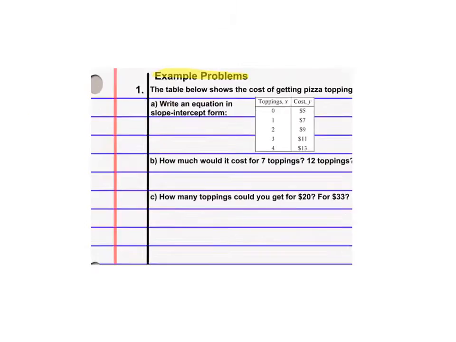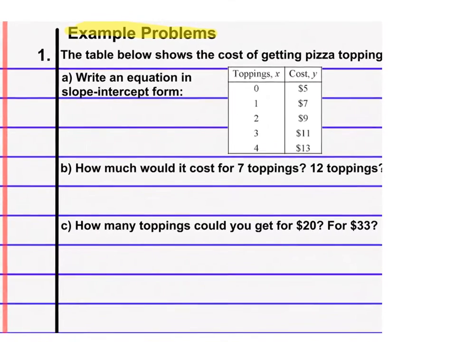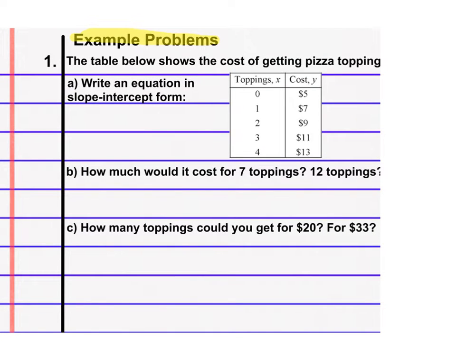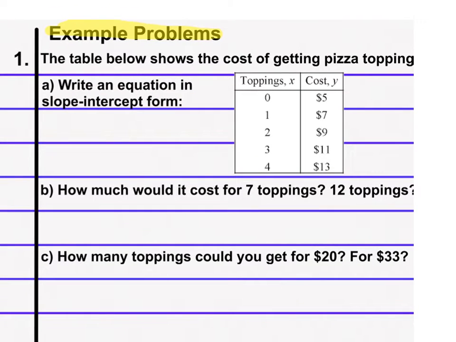All right, for question 1, the table below shows the cost of getting pizza. Part A, write an equation in slope-intercept form. So I'm going to follow those 3 steps. Step 1 is to find the slope by picking 2 points. You can pick any points you want. I'm going to use (1, 7) and (2, 9), but you don't have to use those. You could use (3, 11), (4, 13). You could use any of those.